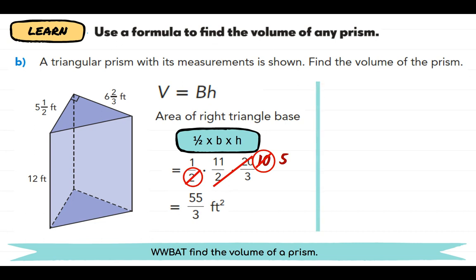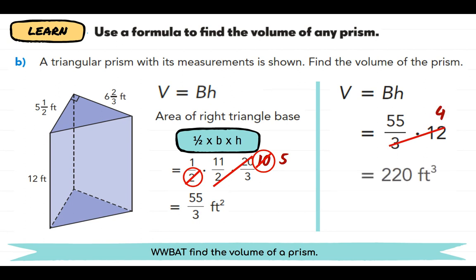After we found the area of the base, we can multiply that with the height. In this case, the height is 12 feet, so it becomes 55 thirds multiplied by 12. We can again cross cancel them out, and now we only have 55 times 4 equals 220 cubic feet. It's not hard, but make sure you know which formula to use.